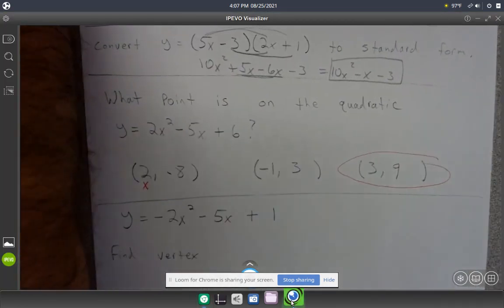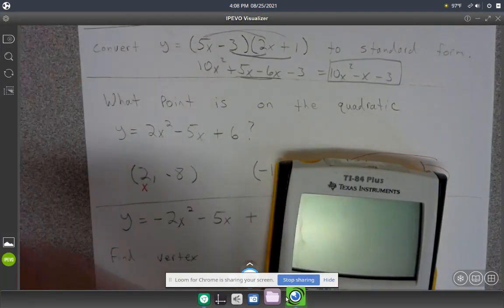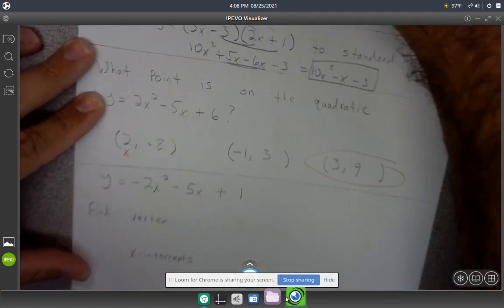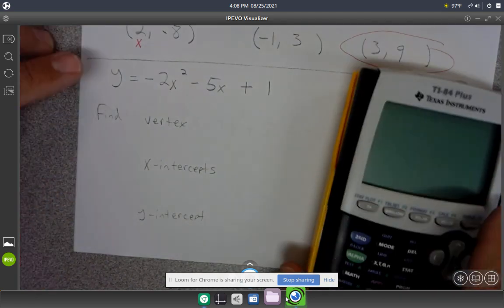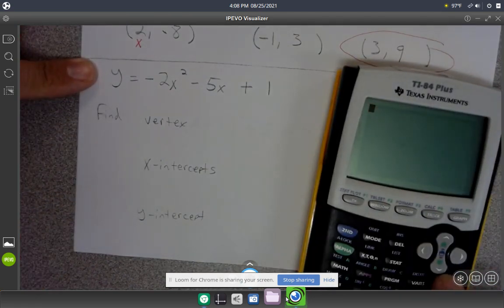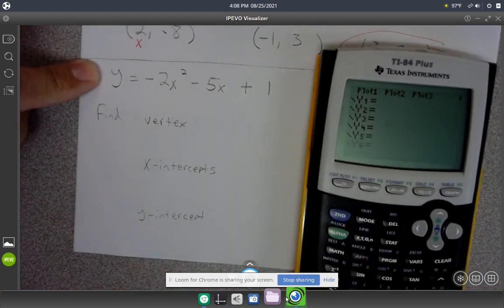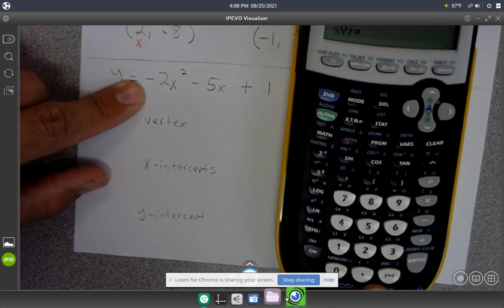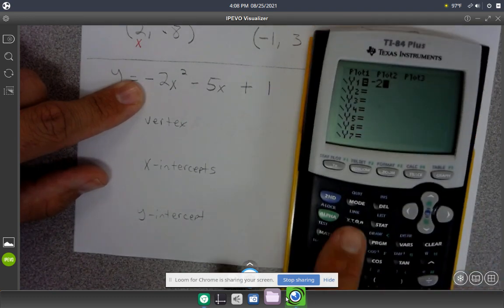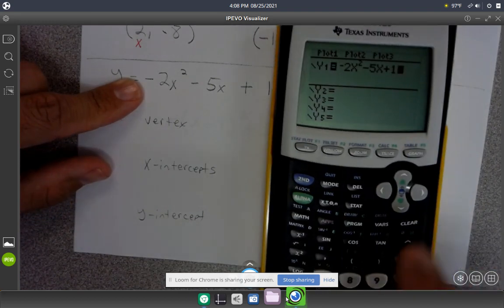Let me grab a graphing calculator for this next question. We're going to use a calculator to figure out the vertex, the x-intercepts, and the y-intercept of this thing. First thing we want to do is graph it. We're going to go to our y equals menu, and type in negative 2x squared minus 5x plus 1. You get all that in there, and you can press graph.